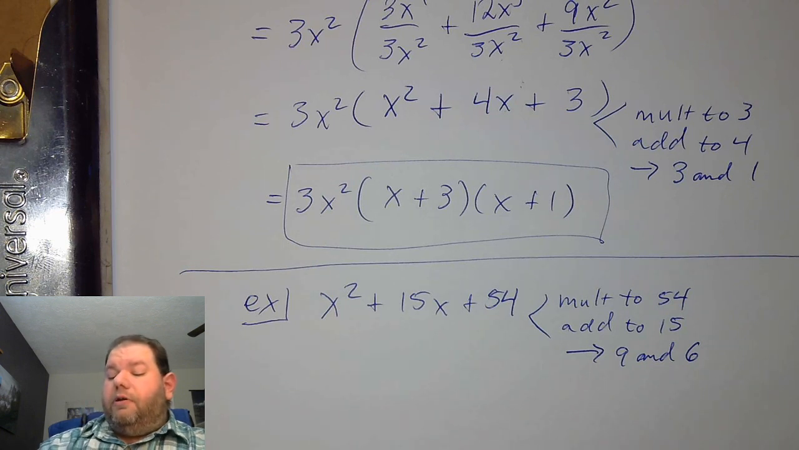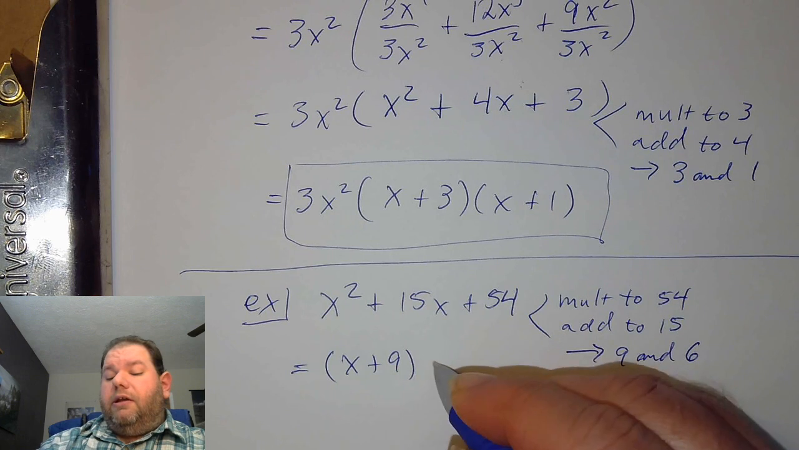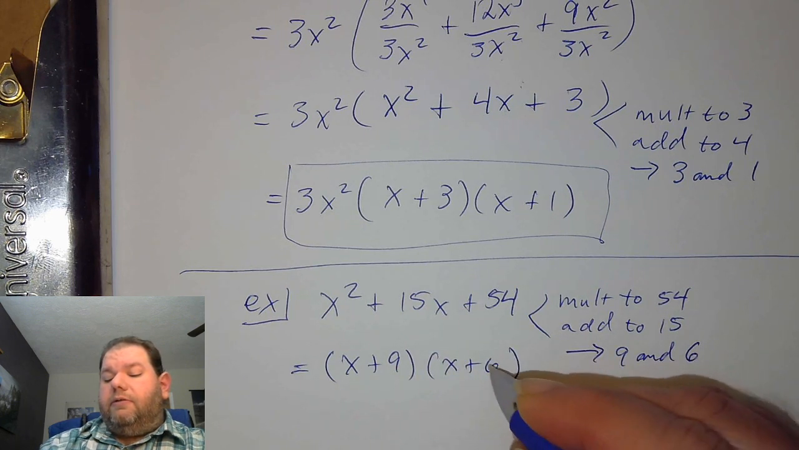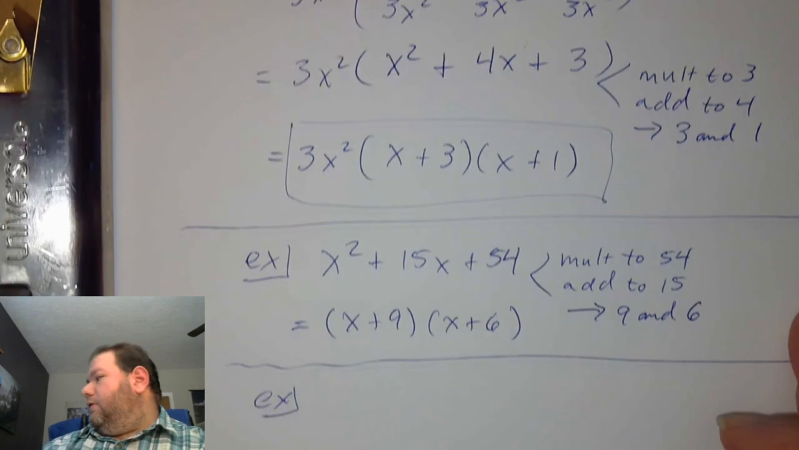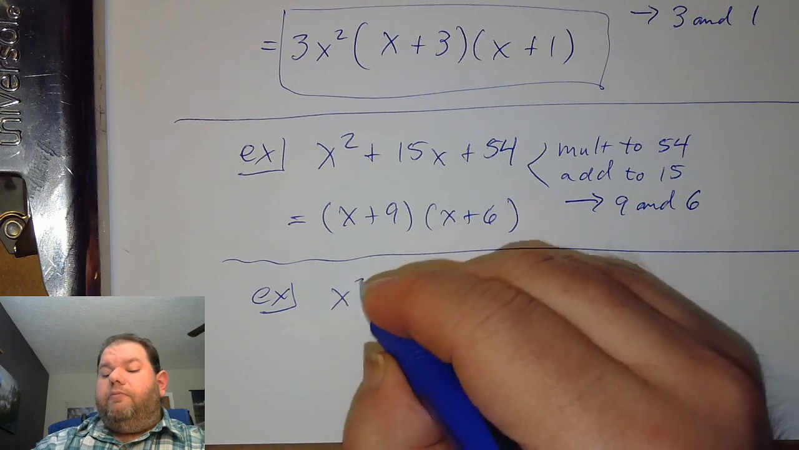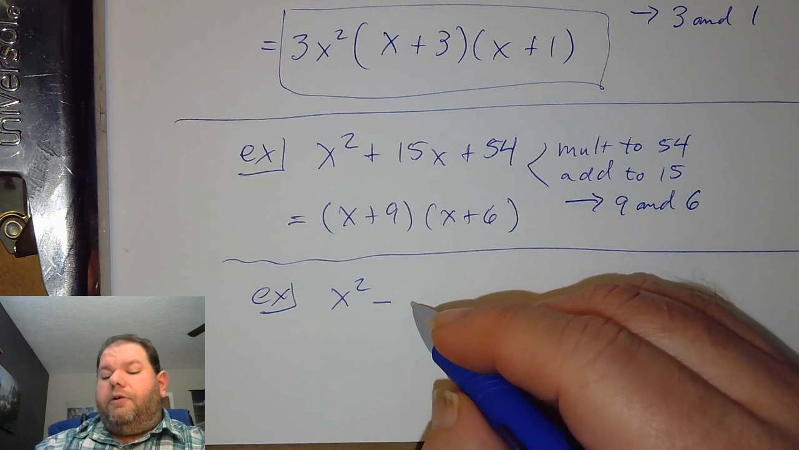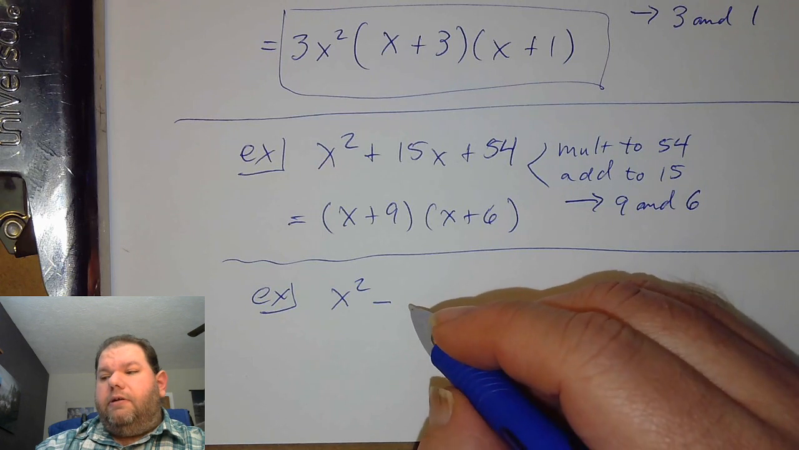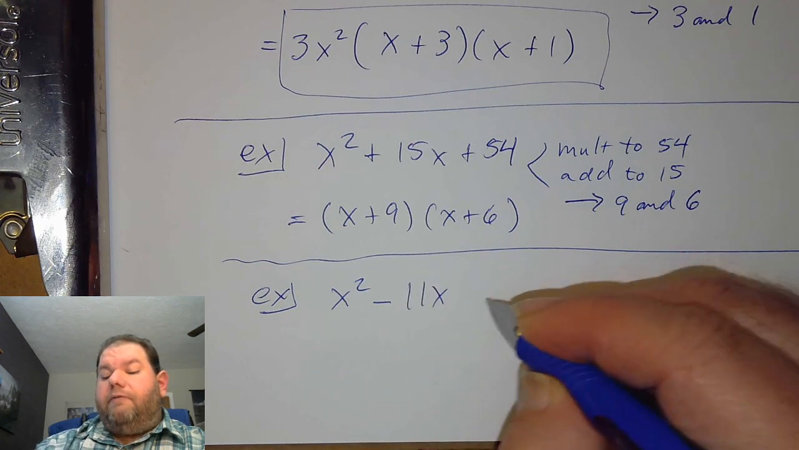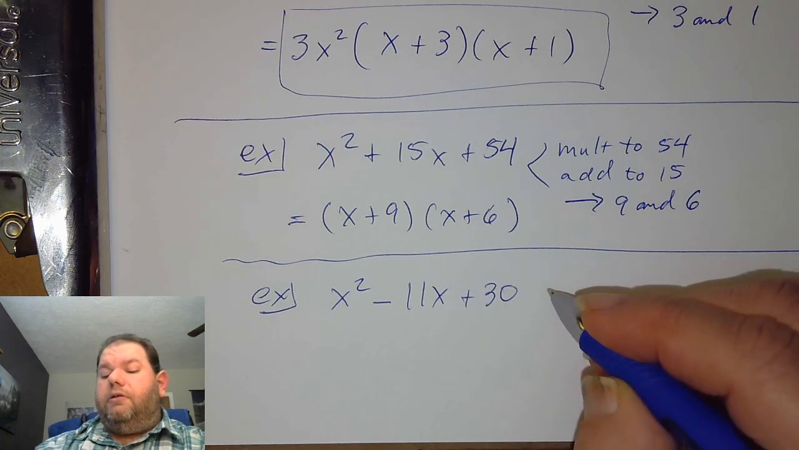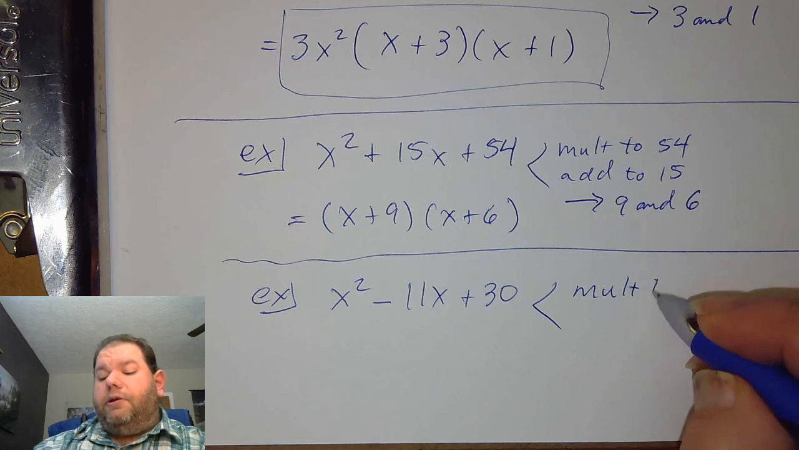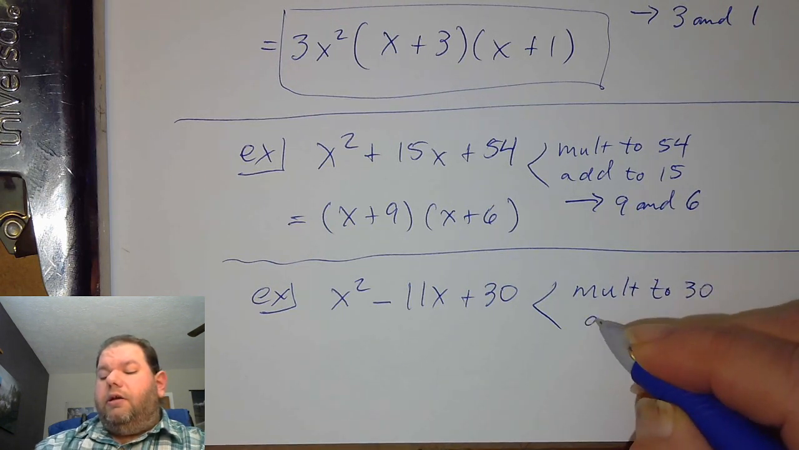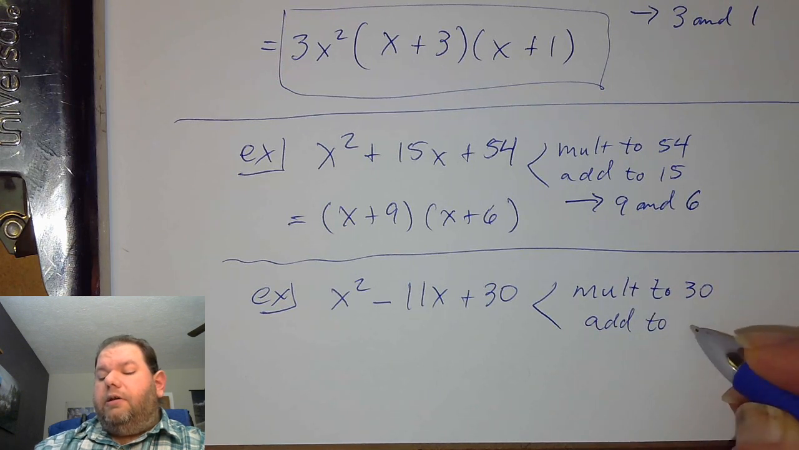All right. Let me write down the factorization, of course. So x plus 9 and x plus 6. Okay. So what happens then if we make this number a negative? So let's say x squared minus 11x plus 30. Well, the same principle still applies. It has to multiply to 30, but this time it has to add up to negative 11.